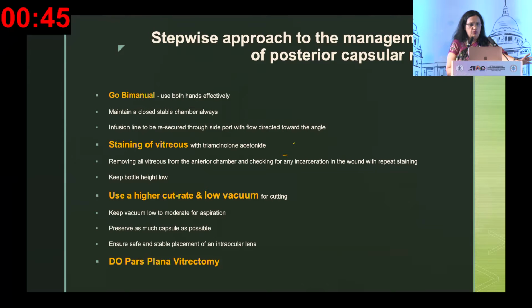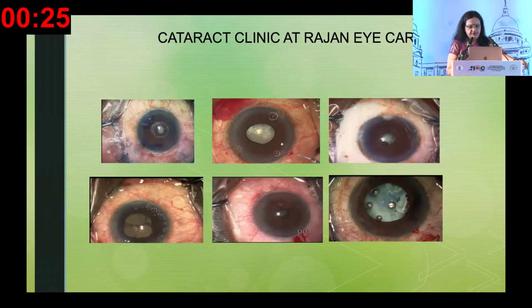So to summarize, always go bimanual. Once you have PCR and you know there's going to be vitreous loss, go bimanual. Staining the vitreous is very important. Use a high cut rate, very important during vitrectomy, and low vacuum. And in cases where there is continuous vitreous prolapse, do a pars plana vitrectomy. Thank you.